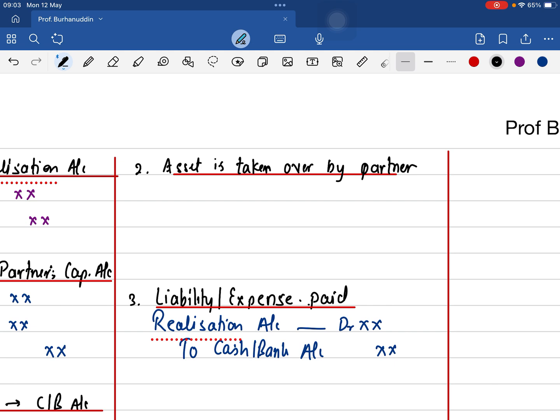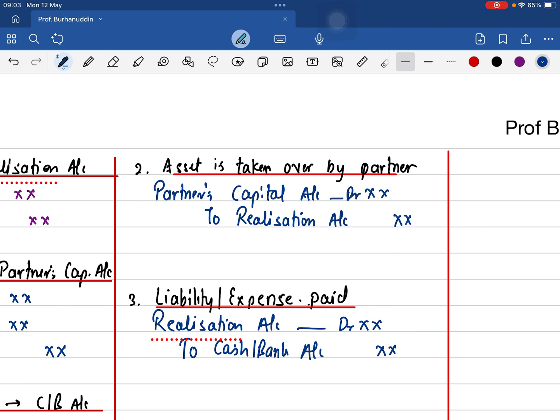Perfect? Can I say it's a drawings? Yes, sir. If it is a drawings, it has to be debited. What is to be debited? The partner's capital account, and we are taking the assets out of the business. So one effect is very easy for us to remember, that partner's capital account is debited. And the realization account is credited because the asset is going out of the business.